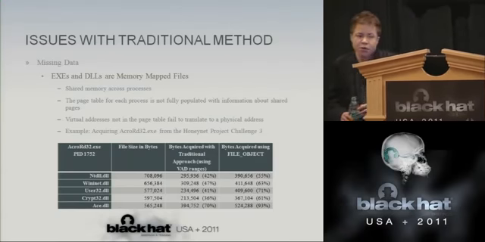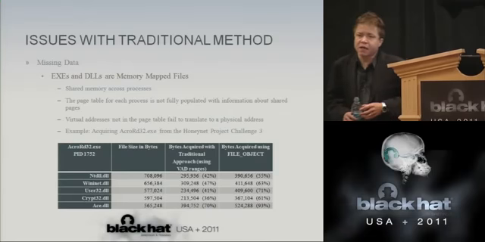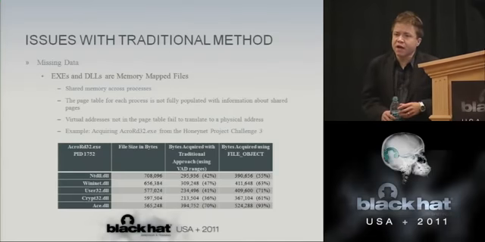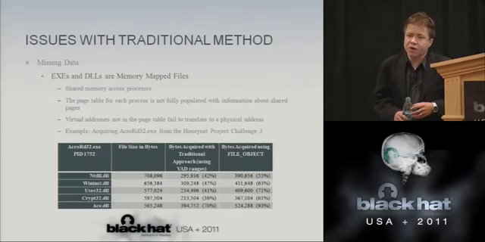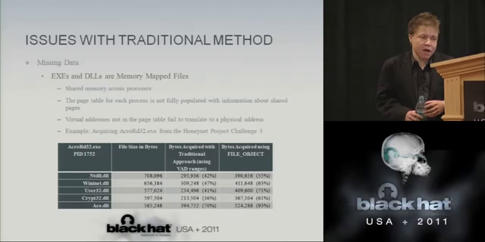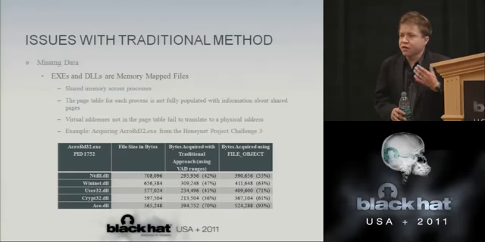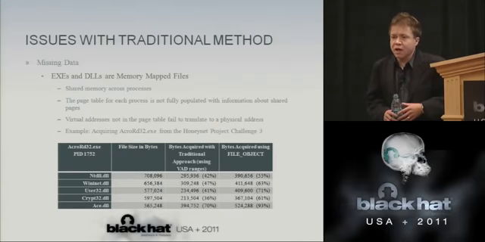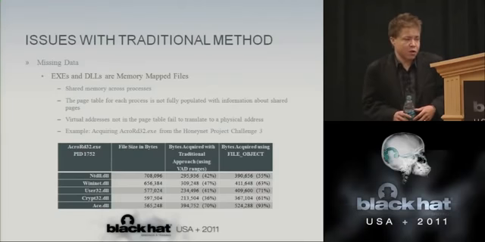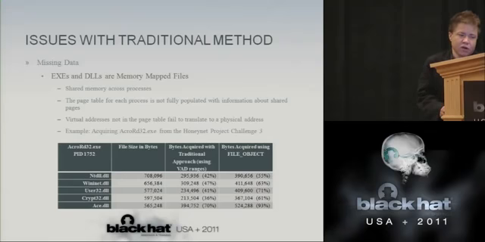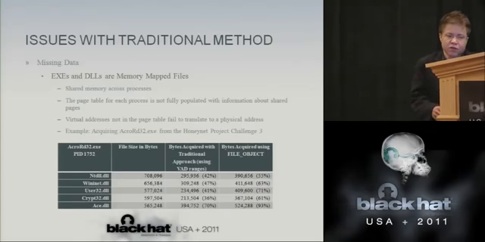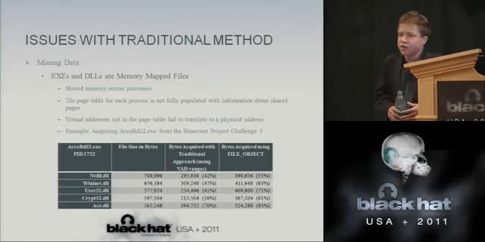Here's a quick example where we've taken the HoneyNet Project Challenge 3 from about a year and a half ago. We tried to acquire the Acrobat Reader process from that image. So this is an image given to you, and you can actually recreate this at home. I've acquired the Acrobat Reader using the traditional approach. There you see in the table I just chose like 5 DLLs at random to acquire out of memory.